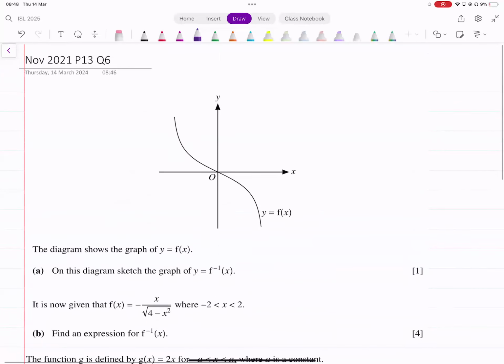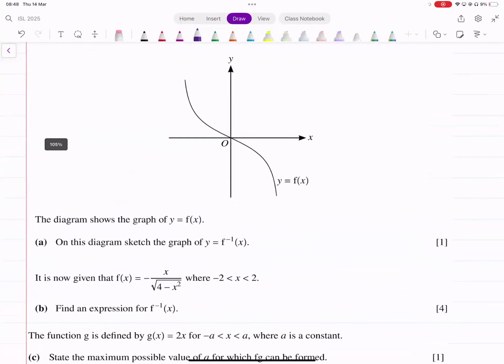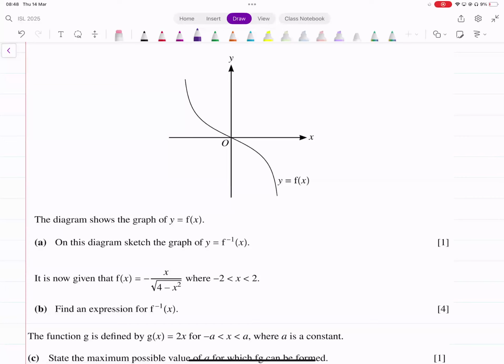Okay, let's have a look at this. We have this diagram that shows the graph of y equals f of x. On this diagram, they say sketch the graph of y equals f inverse of x. f inverse का ग्राफ बनाना है. इसके अंदर देखिए कुछ भी उसने पहले नहीं कराया, आपको पॉइंट्स पे नहीं पता, आपने स्केच करना है. स्केच कैसे करते हैं?